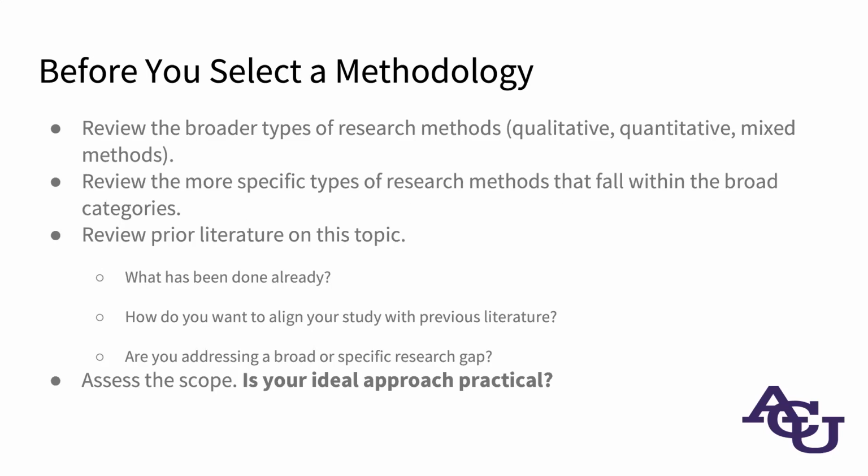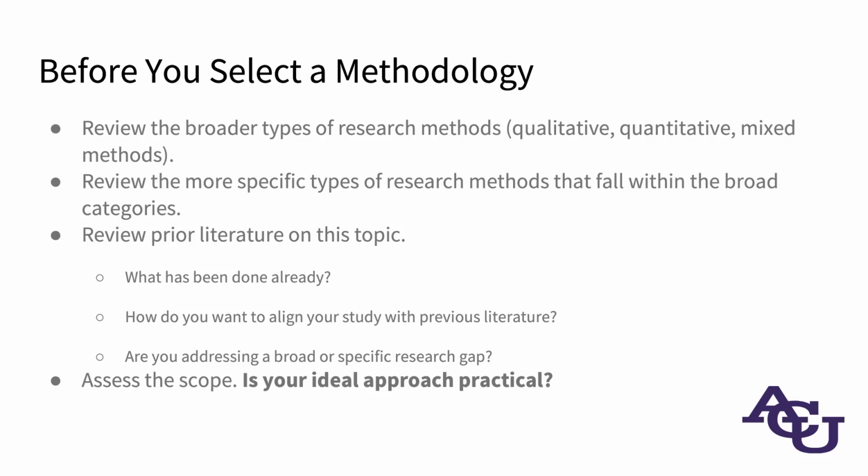So before you select a methodology, I always recommend that you review the broader types of research methods. And then once you've confirmed which one you want to take, look at the more specific ones and ask, is this something that you can do practically? Is this something that has been done already? And you can find that out with a quick literature search. Is this something where you want to align your study with previous literature or not?